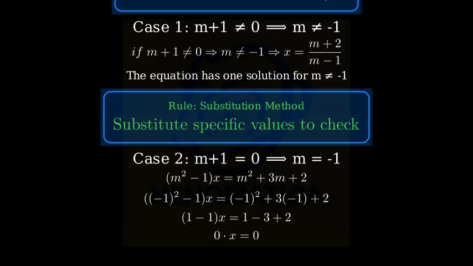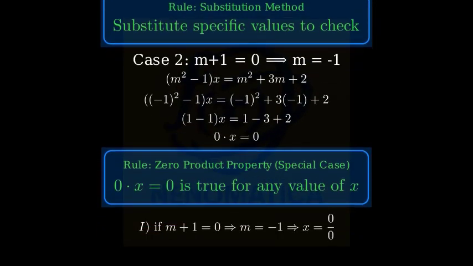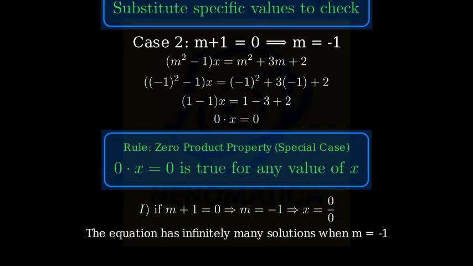When we have 0 times x equals 0, this means x can be any value. This is because any value of x multiplied by 0 gives 0, which satisfies our equation. So when m equals negative 1, the equation has infinitely many solutions.